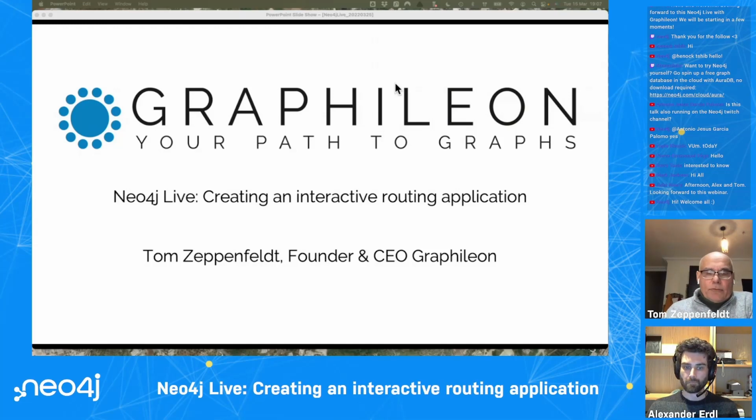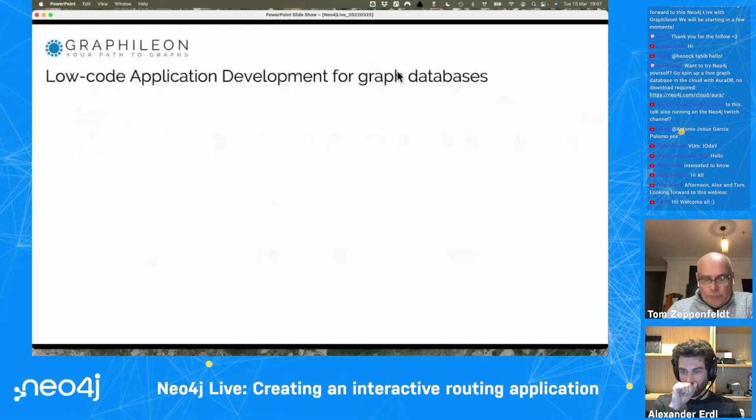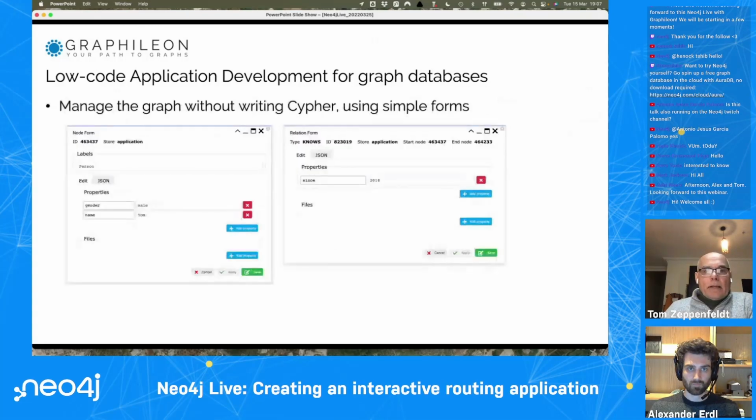And let me give, in a couple of slides, a little bit of what we actually mean by low-code application development for graph databases. There are basically four big items. The first one is that you can, as I said already, manage the graph without writing Cypher, using simple forms.